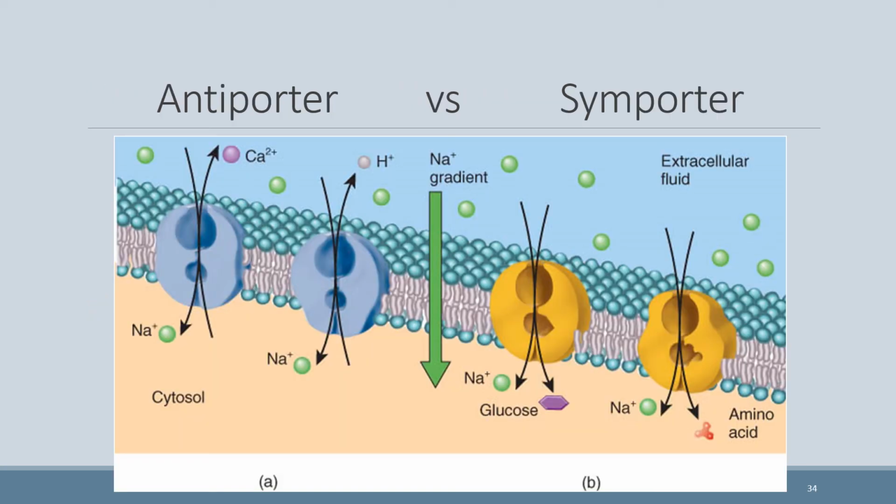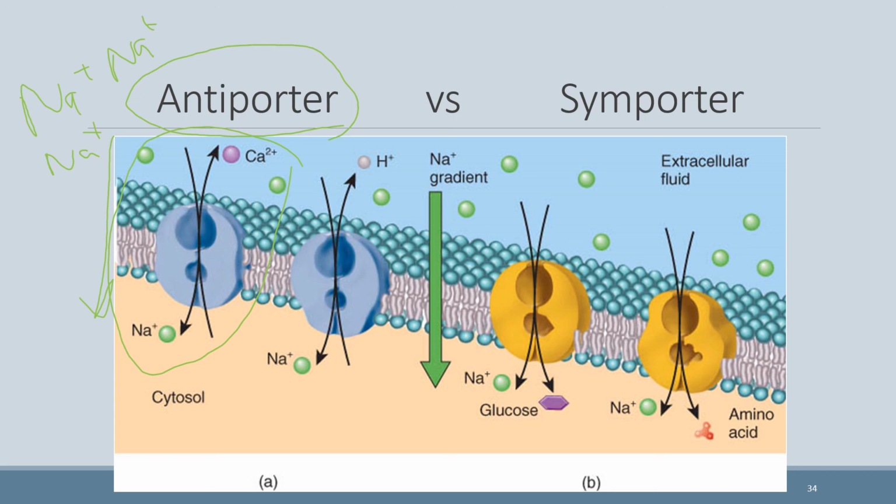Okay, so with an antiporter, our two molecules are moving in opposite directions, okay? So again, we're using a sodium gradient to move calcium in this picture against its concentration gradient, okay? So sodium is moving down its gradient, so you have a large amount of sodium on the outside. So it wants to flow down its concentration gradient, okay?